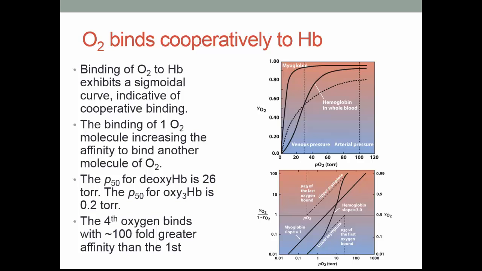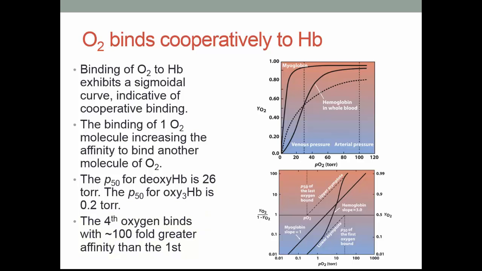As we can see from these graphs, the P50 of deoxy hemoglobin is 26 torr, while the P50 for hemoglobin to bind a fourth oxygen, while it has 3 oxygens already bound, is only 0.2 torr, meaning the hemoglobin has a 100-fold greater affinity for binding its fourth oxygen than it did for binding the first.